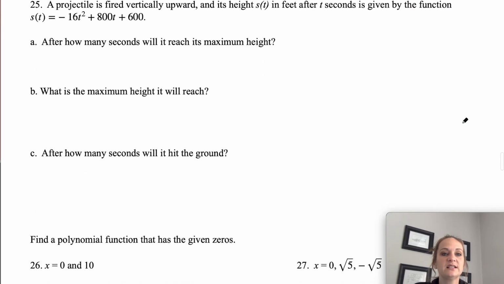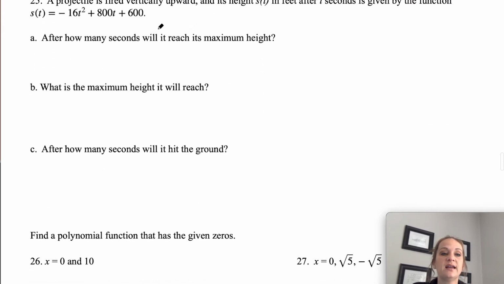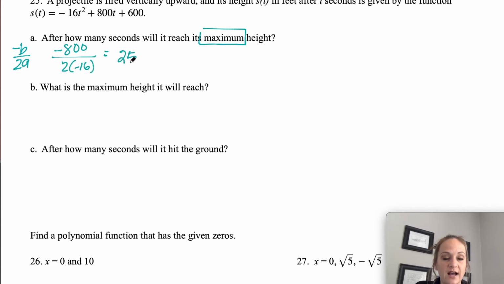A projectile is fired vertically upward with its height in feet, and this is the function. It is talking about a max height. So there's 2 ways to do this. You can either use your calculator, or you can do the negative b over 2a. So I'm going to do the negative b over 2a. So negative b over 2 times a is going to give me 25. So we know that after 25 seconds is when it's going to reach its max height.